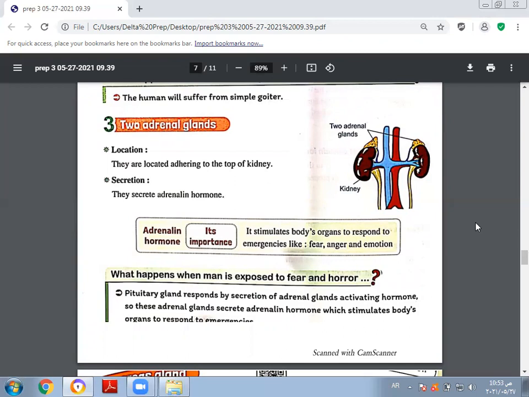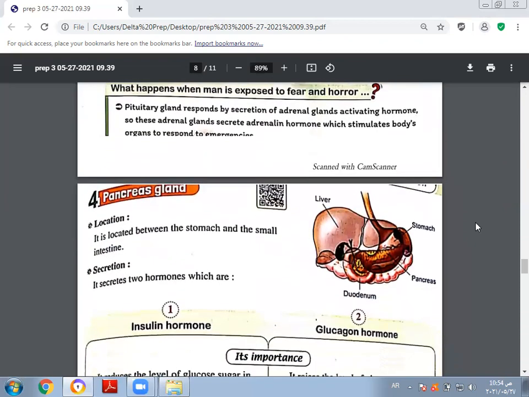So what happens to the person when he is exposed to fear or horror or anger or emotion? First of all, the pituitary gland responds by the secretion of adrenal gland activating hormone. As we mentioned before, the pituitary gland is the master or main gland, because it secretes hormones that stimulate other glands. So these adrenal glands secrete adrenaline hormone, which stimulates body organs to respond to these emergency situations.